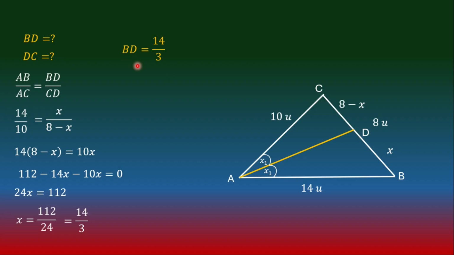So I write BD equals 14 by 3 units. I missed writing units over here. And then putting this value of x at this position, DC is equal to 8 minus 14 by 3, and I can simplify this to 10 by 3. So CD is 10 by 3 units.